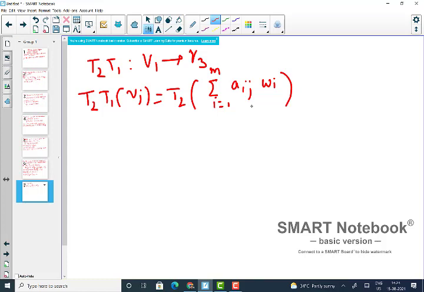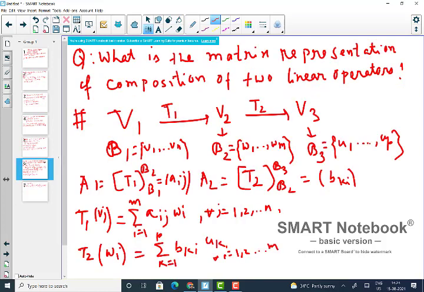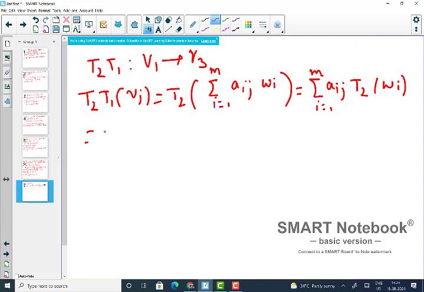Now we know that T2 is linear. So what does that mean? That means if you apply the linear property, it will be Aij T2 of Wi, i equal to say 1 to m, right? Now T2 of Wi, we already know from the matrix representation of T2, so let's plug those things in here.